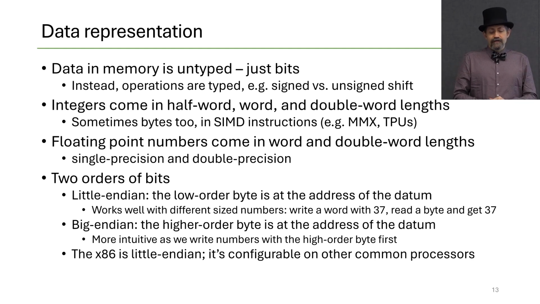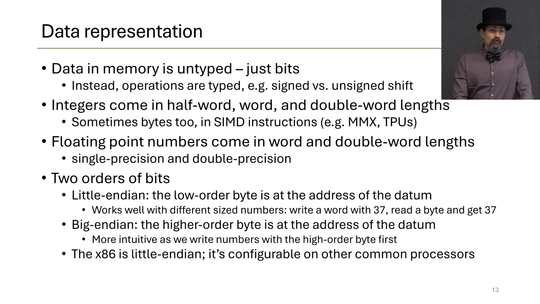Floating point numbers come in both word and double word lengths. We call these single precision and double precision floating point numbers. And those are typically 32-bit and 64-bit precision. So this is in a world where word is 32 bits.